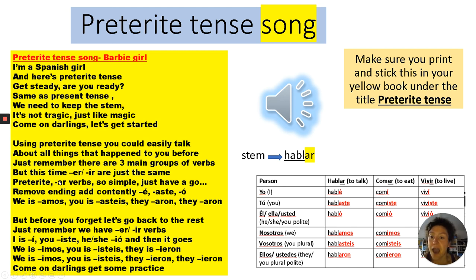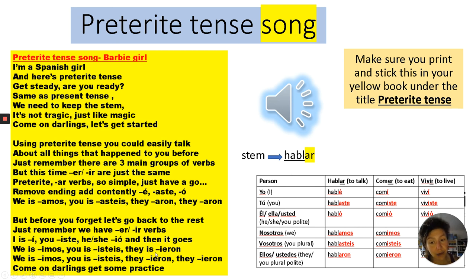We've got the AR verbs, remember guys, AR verbs, which is the first word. Let's go through the endings. We've got é, aste, ó, amos, asteis, aron. I've put these in order. So é would be for I, aste would be for you, ó for he or she, or you formal, amos would be for we, asteis would be for you plural, and aron would be for them.